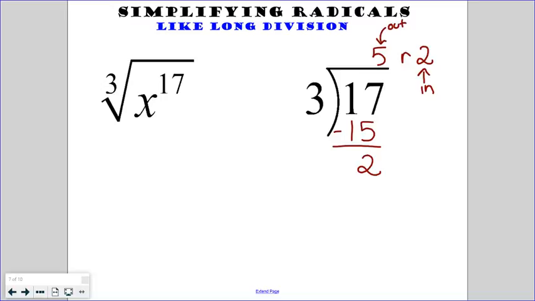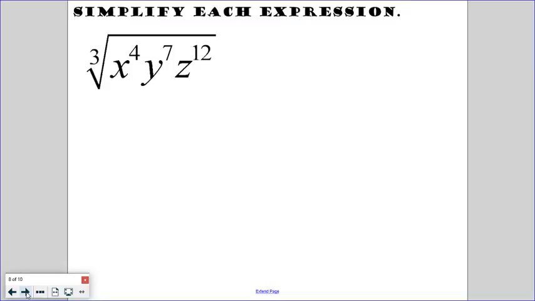So 3 goes into 17 5 times. So an x to the 5th gets to come out of that cube root. There is a remainder of 2, which means 2 of those x's, or an x squared, has to stay inside of the cube root. So that is a method for how to simplify a radical. Not the only method, but it's one way. So try that method, or try whatever method you remember how to use, and simplify this cube root: the cube root of x to the 4th, y to the 7th, z to the 12th.